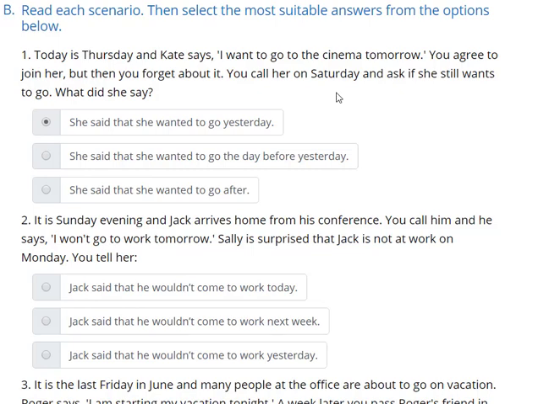Because the day before Saturday is Friday. So it's yesterday. Now, the reason it's not "she wanted to go the day before yesterday," which would be Thursday, is because she didn't want to go on Thursday. She wanted to go on Friday. The day before yesterday would be a Thursday if she had said, "Let's go to the cinema today." Okay, let's do one more.